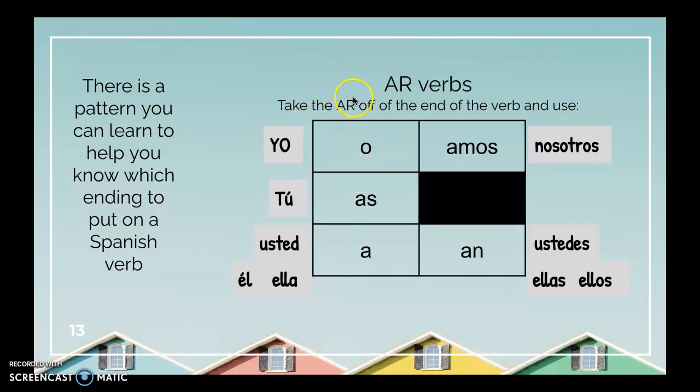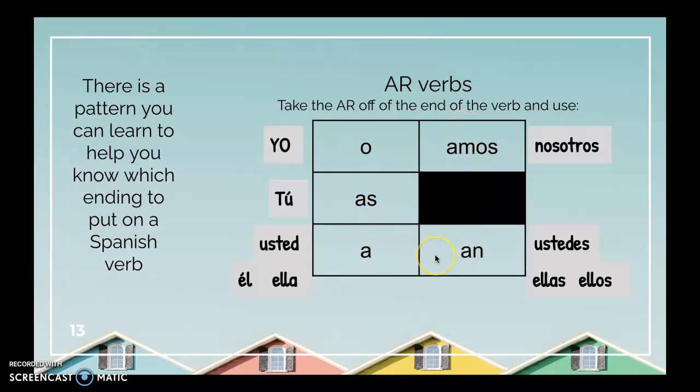You will take the AR off the end of the verb, and if you're talking about yourself, you'll use O. If you're talking directly to someone, you would take the AR off and put an AS. So this is the song I make you sing in class. O, as, a, amos, an.